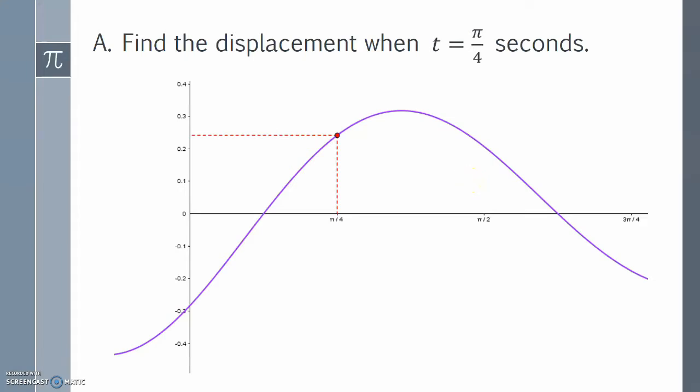Part A asks us to find the displacement when t equals pi over 4 seconds. Representing this graphically, we see we have the purple line, which is our function. Solving this is then simply going to the value t equals pi over 4, taking that up to our function, and reading off the value of the function at the point t equals pi over 4. So doing that, we see that the value of the function is somewhere between 0.2 and 0.3.